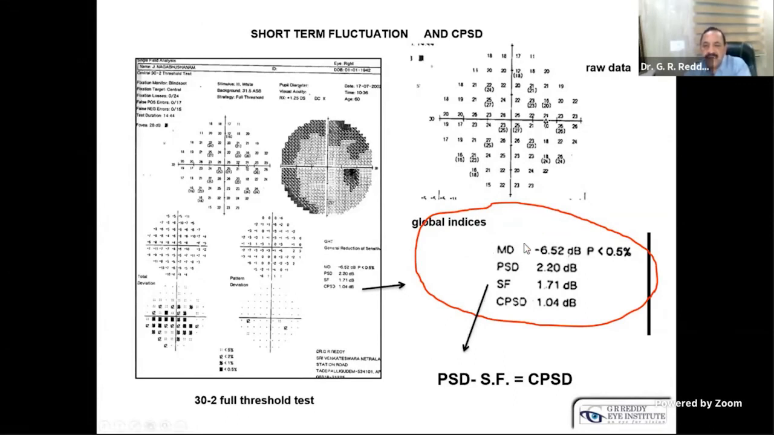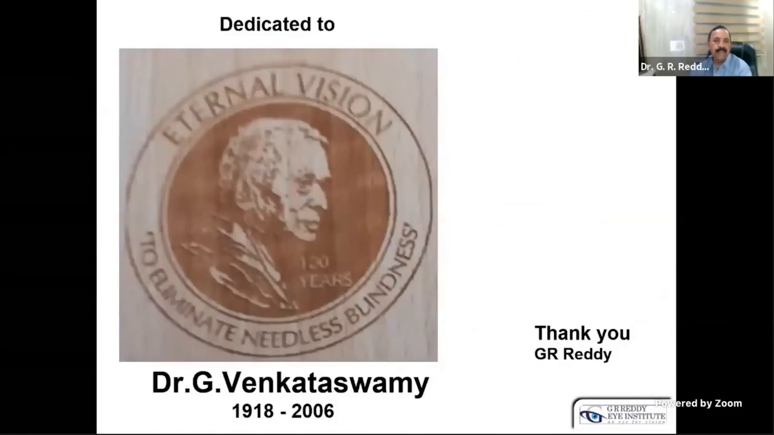This, as I told you, is short-term fluctuation. In the full threshold, intra-test variation is done twice at best, giving PSD and short-term fluctuation. Somebody will ask, what is meant by corrected pattern standard deviation? PSD minus short-term fluctuation is corrected pattern standard deviation, because now we are not doing full threshold or fast back. Even now, SITA fast is being replaced with SITA faster, 24-2C SITA faster. It saves 30% of the time.